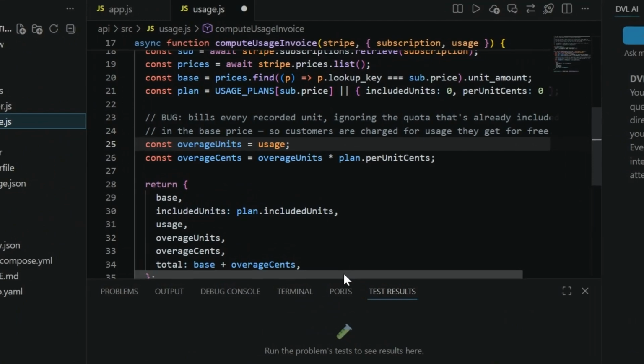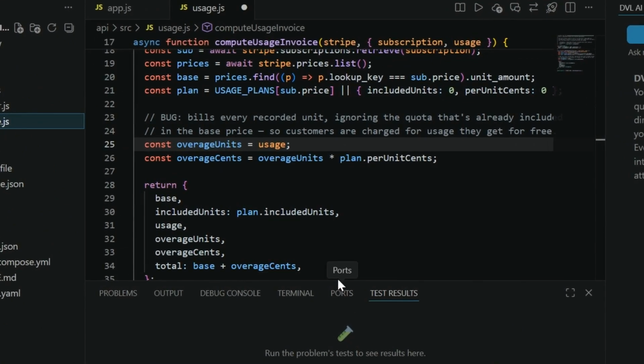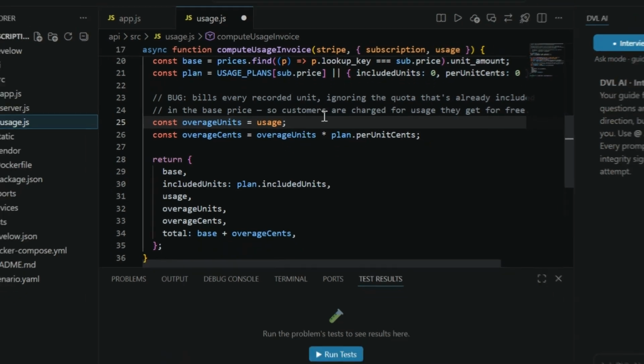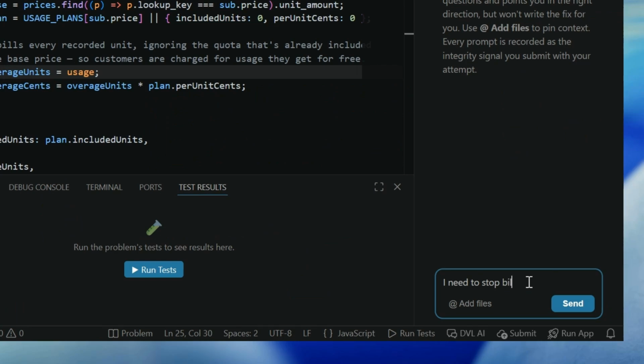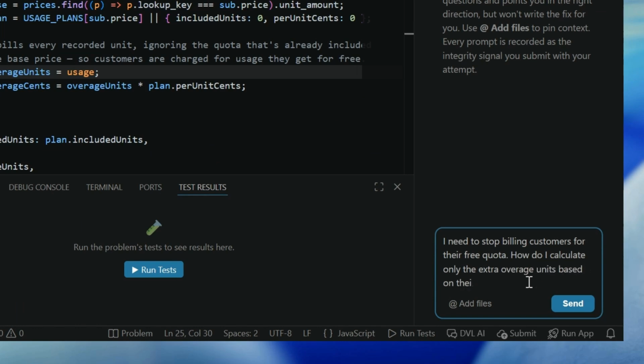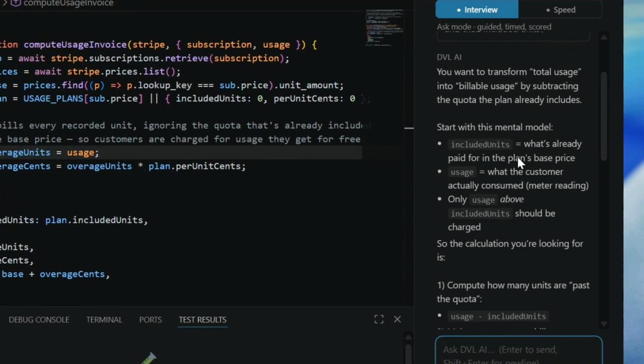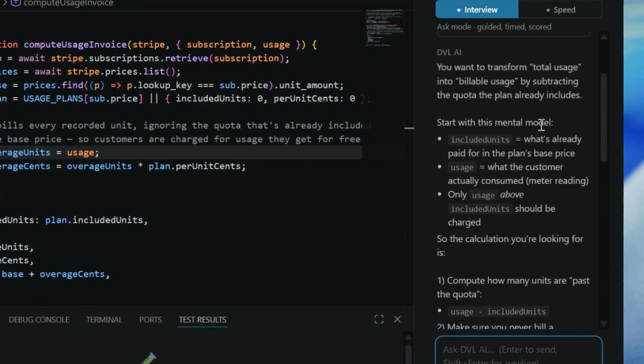Our first failing test is failing because we are overcharging active users. Let's ask Develow AI how to handle this first part. I need to stop billing customers for their free quota. How do I calculate only the extra overage units based on their total usage and their included units? The idea here is to separate what's already covered by the plan's base price from what's genuinely extra usage. Here's how the calculation should work.